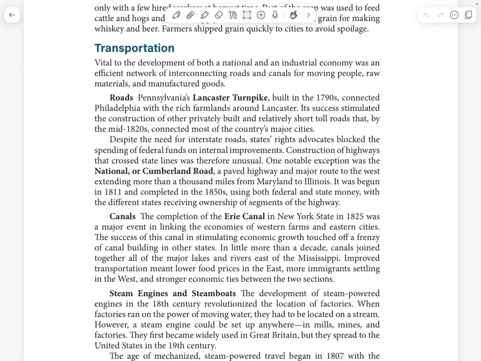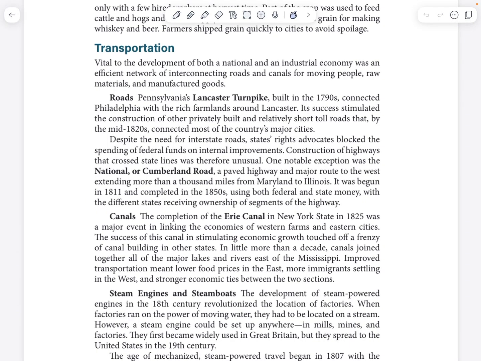Canals. The completion of the Erie Canal in New York State in 1825 was a major event in linking the economies of western farms and eastern cities. The success of this canal in stimulating economic growth touched off a frenzy of canal building in other states. In little more than a decade, canals joined together all of the major lakes and rivers east of the Mississippi. Improved transportation meant lower food prices in the east, more immigrants settling in the West, and stronger economic ties between the two sections.